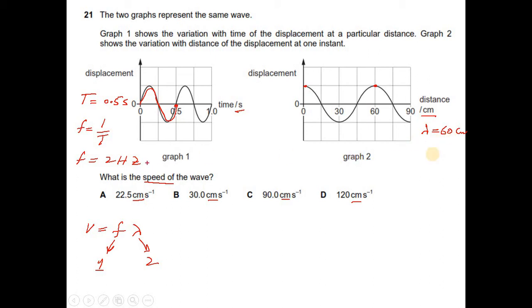Now we have a frequency, we have wavelength, so velocity is equal to 2 times 60, that means 120 centimeter per second. Option is D.